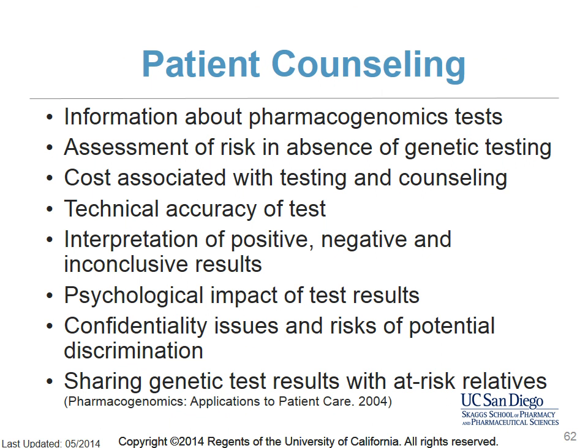There are many issues to consider when we counsel patients. These include providing general information about pharmacogenomics tests, assessment of risk in the absence of genetic testing, the cost associated with testing and counseling, the technical accuracy of tests, interpretation of positive, negative, or inconclusive results, the psychological impact of test results, confidentiality issues and risk of potential discrimination, and sharing genetic test results with at-risk relatives.